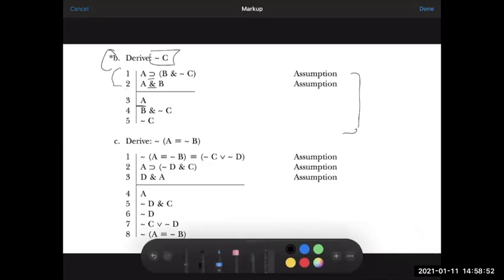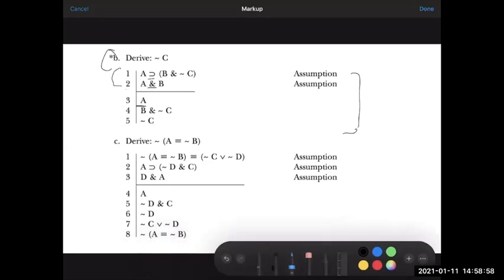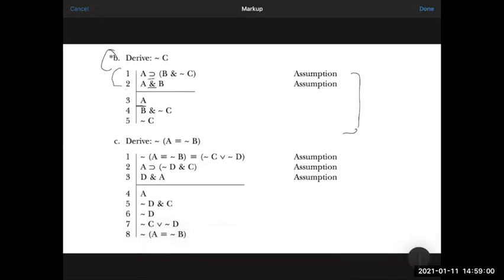So the idea here is you're looking at the main operators in these and trying to figure out what you can do. So, okay, that's a horseshoe. For number 2, the main operator is the ampersand. That means it's a conjunction. So you can use any of the conjunction rules, conjunction introduction, conjunction elimination. So maybe that's how we got to step 3. That makes sense.